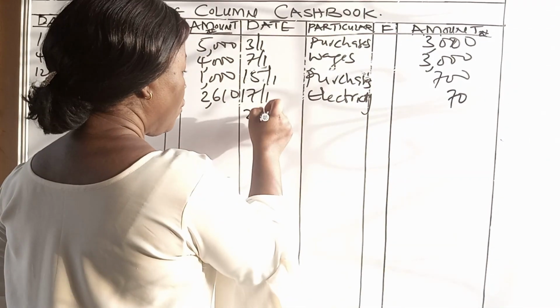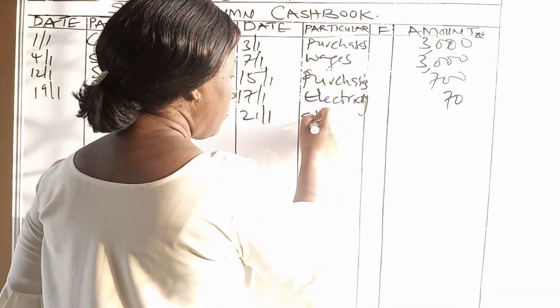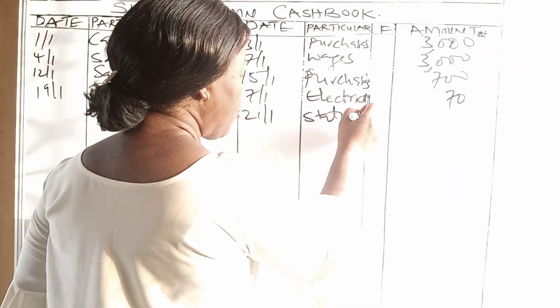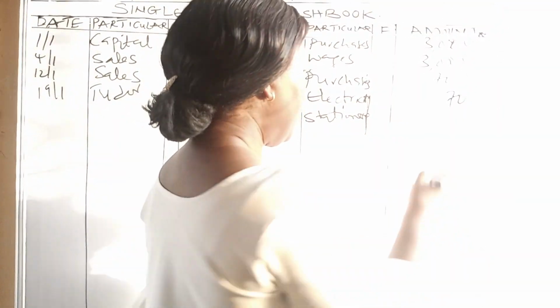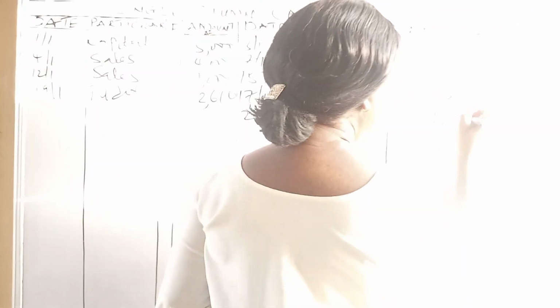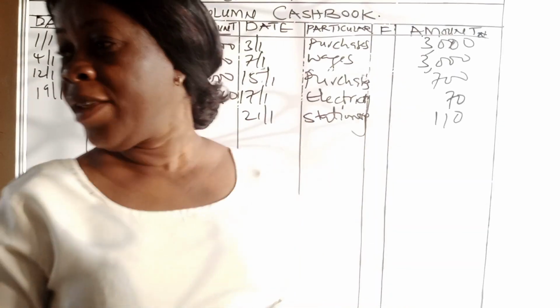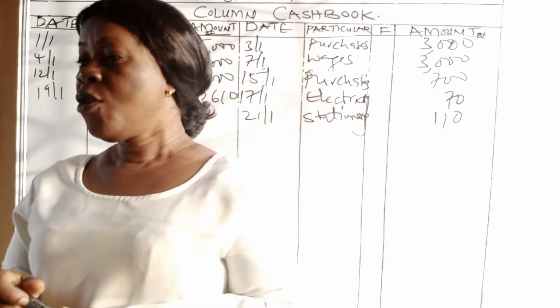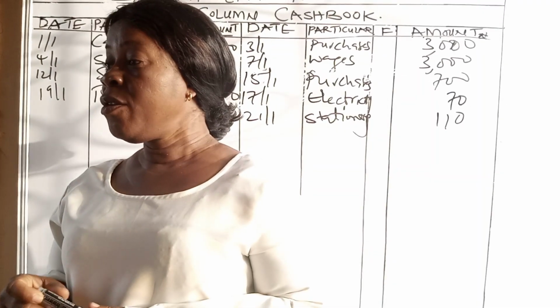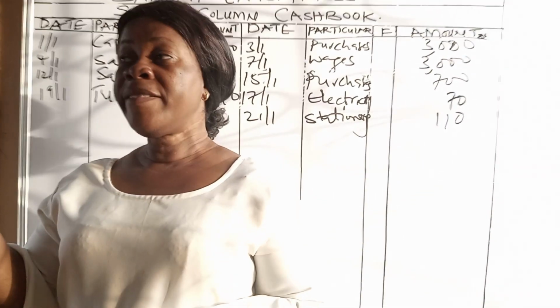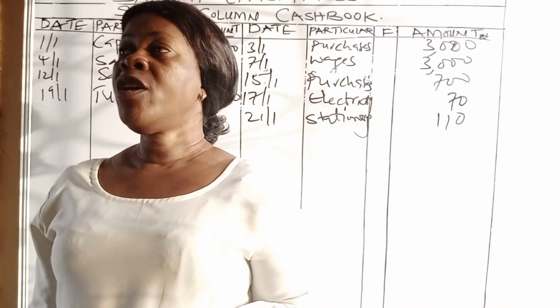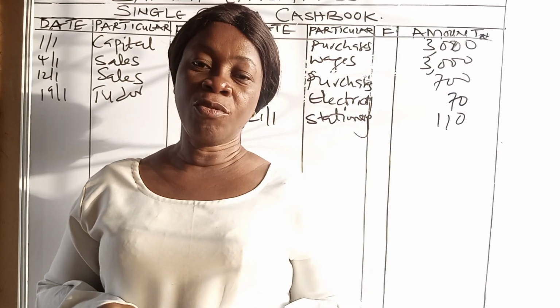21.1. The nature of the transaction is stationery. That is what the money was used for. Then 110 naira. Now the last transaction took place on the 23rd of January. Bought motor van from Tolu Enterprises on credit. That's a credit transaction, so it will not be recorded in the cash book.